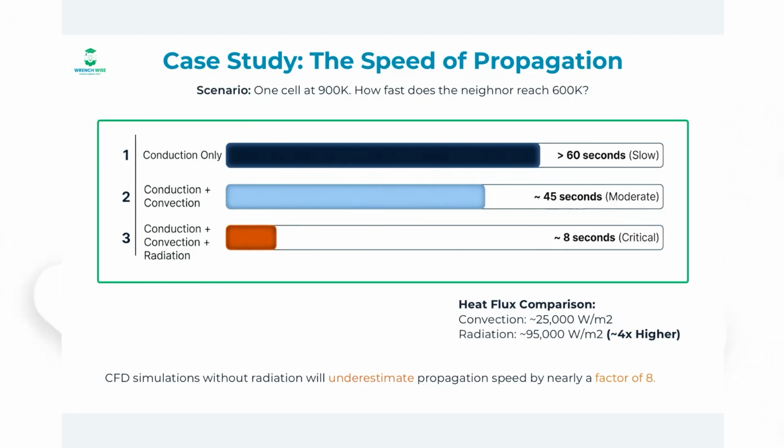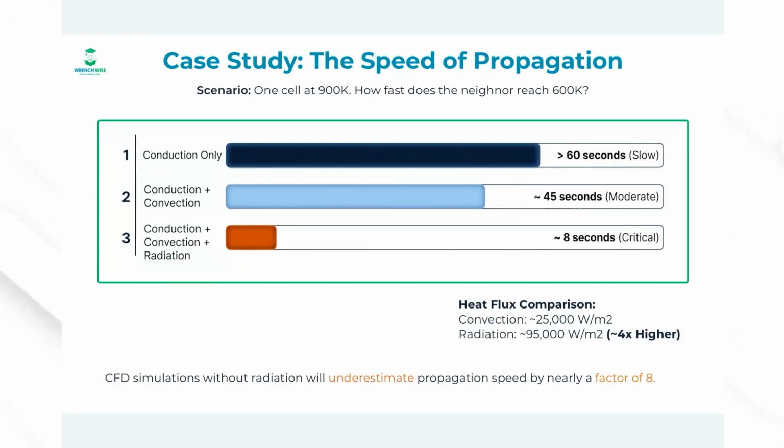Now, why does time drop so drastically? Look at the heat flux comparison as well. Convection is moving at around 25,000 watt per meter squared, but at this temperature, radiation is dumping 95,000 watt per meter squared across that gap. It is pumping energy 4 times faster than the other modes combined.